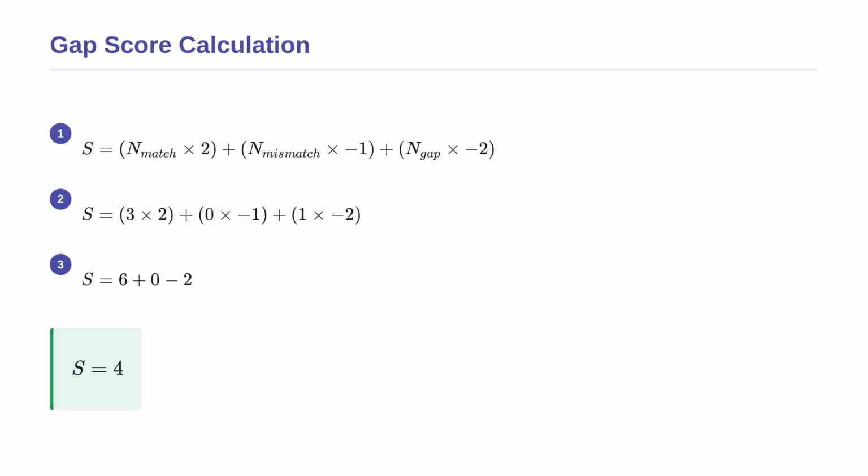Let us substitute our new counts into the scoring formula. We multiply our 3 matches by the match score of 2, giving us 6. The mismatch term is 0. For the gap, we multiply 1 by the gap penalty of -2. Adding these components together, 6 plus 0 minus 2 gives us a final alignment score of 4. Notice that this score is slightly lower than our first example, even though there are no direct mismatches here. The gap has reduced the overall quality score of the alignment.